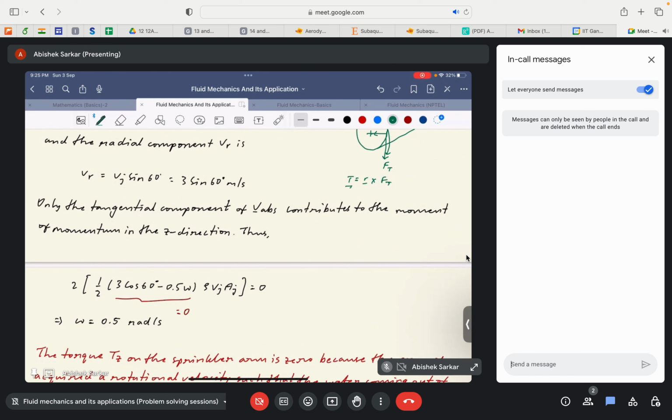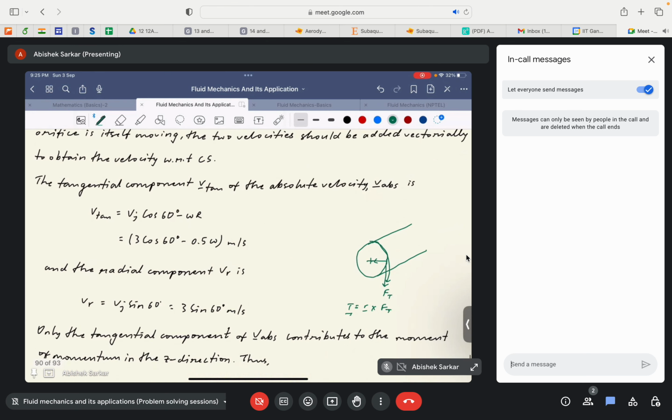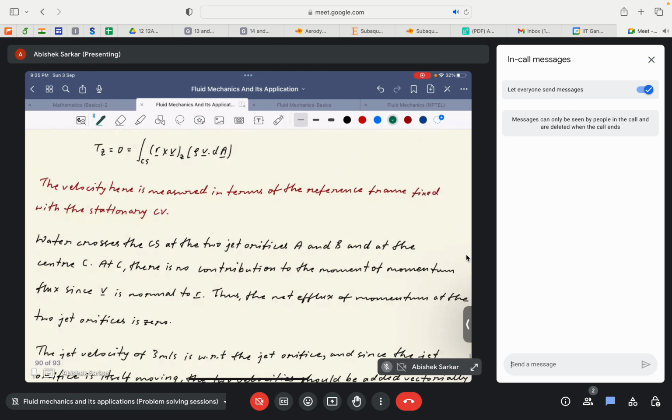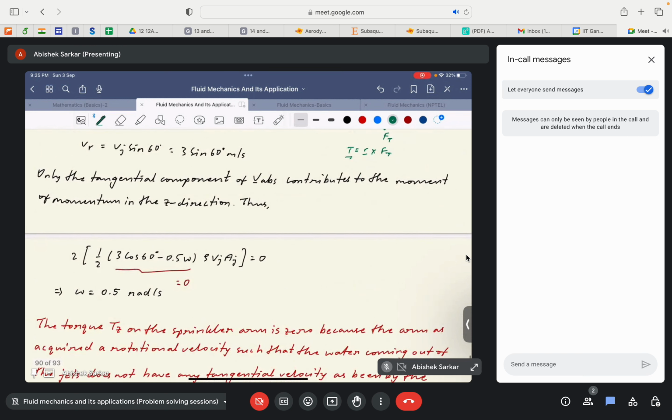So thus we get 2 into (3 cos 60 degrees minus 0.5 omega) into rho Vj Aj. The 2 is there because both are exits, so we add the contribution of both exits, and rho Aj Vj is the net mass flow rate. This is equal to 0. Since rho, Vj and Aj are all positive quantities, the only term that can be 0 is this term. So we need 3 cos 60 degrees minus 0.5 omega equal to 0, which would give us omega equal to 0.5.